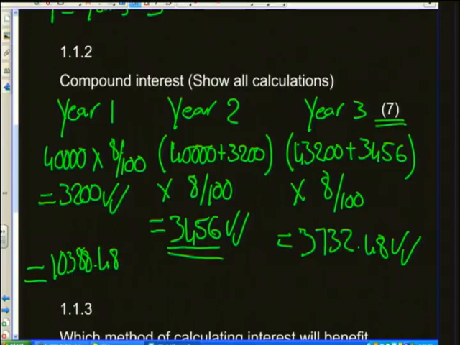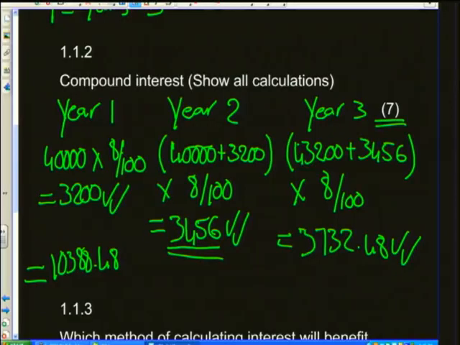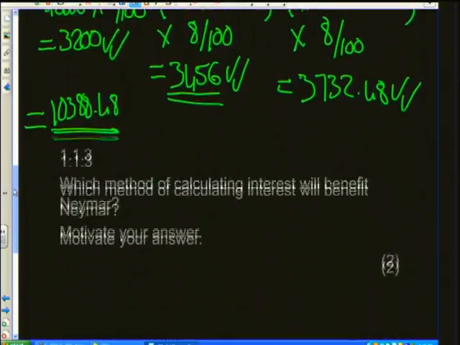Right. So as you can see there, from year 2, we've continued to earn interest on all of the different amounts of money that we ended up with after the respective years. And it gives us a total of 10,388 Rand and 48 cents. Okay. So now going on to the next question.